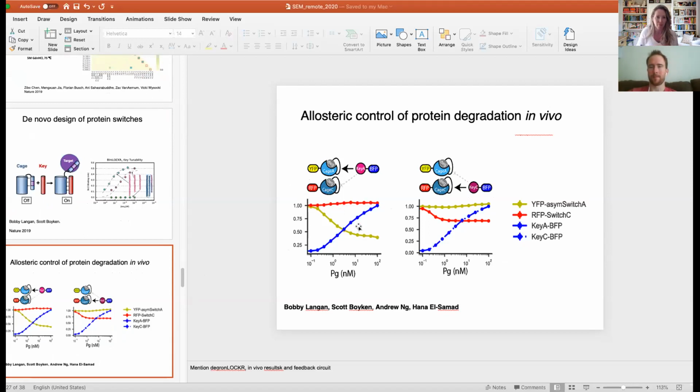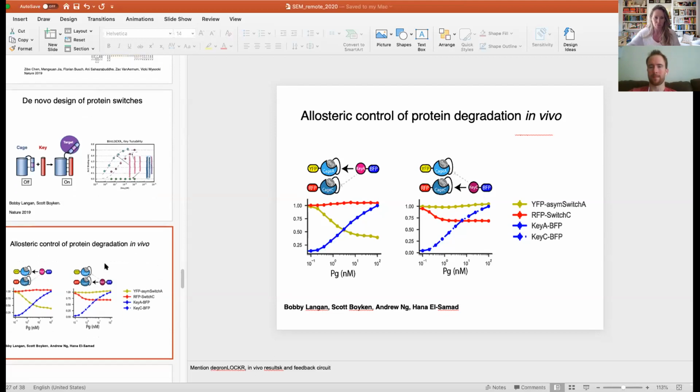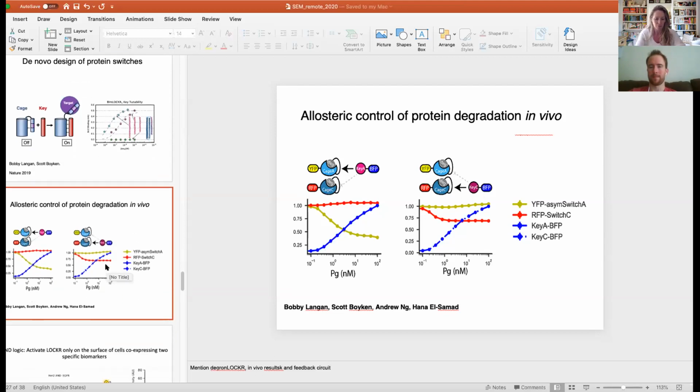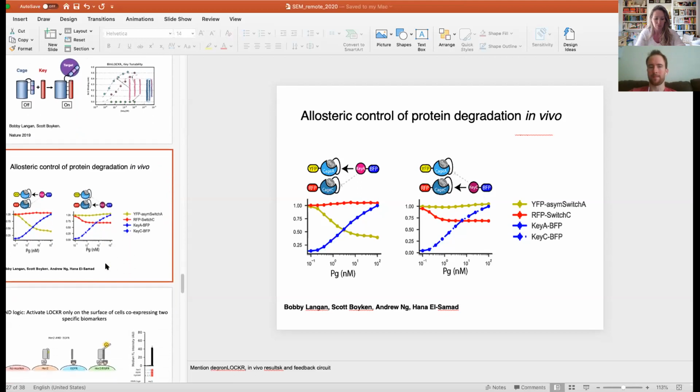This is the key expression you're looking at. If, on the other hand, we co-express a key that opens this cage, but not that one, we lose the RFP, not the YFP. And quite a wide range of bioactive peptides have been caged in this way, and this gives a way of controlling the activity of proteins post-translationally in synthetic biology.